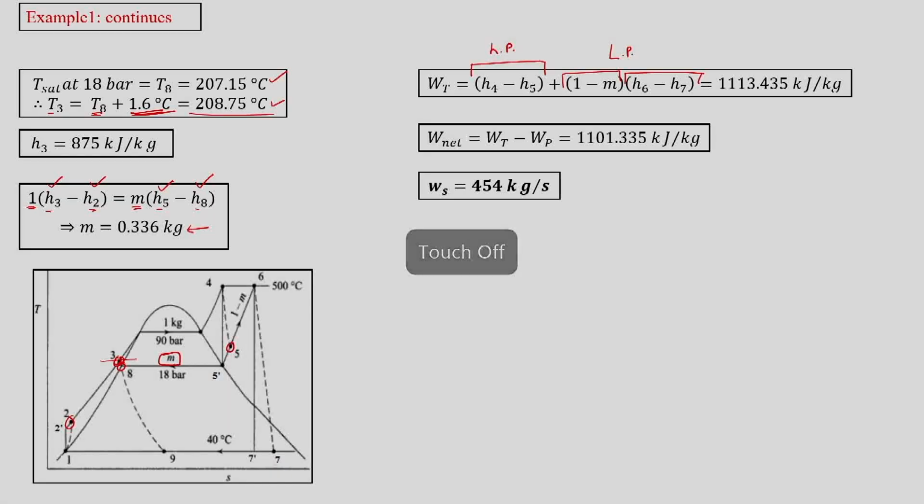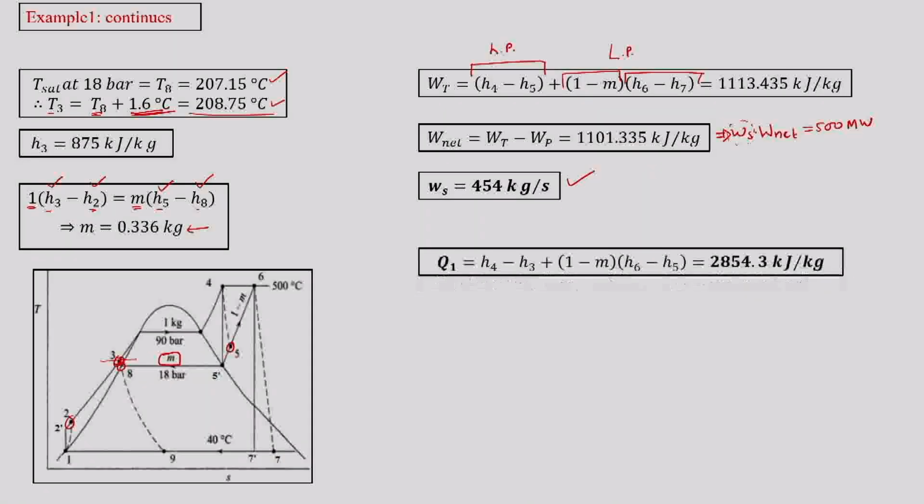But we were told that this net work is Ws into W net, and this is equal to 500 megawatt. So this will be helpful to us to find out Ws, and this Ws is 454 kg per second.